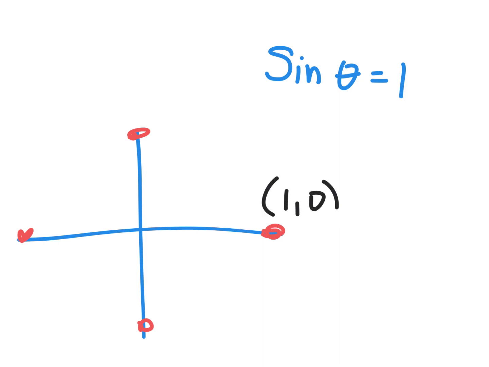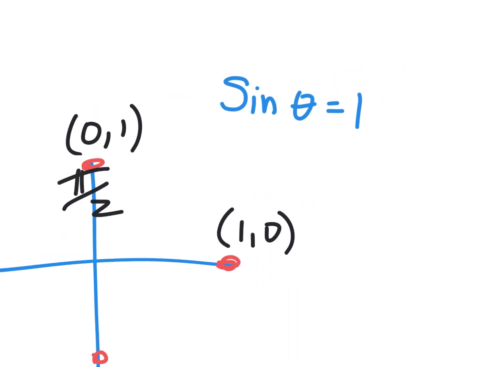This is 1, 0. Is that the spot? No, because sine is associated with which of the 2 coordinates, the x or the y? The y. So this is the spot. True or false? True. That's the spot, and that's pi over 2. And therefore the answer is pi over 2.